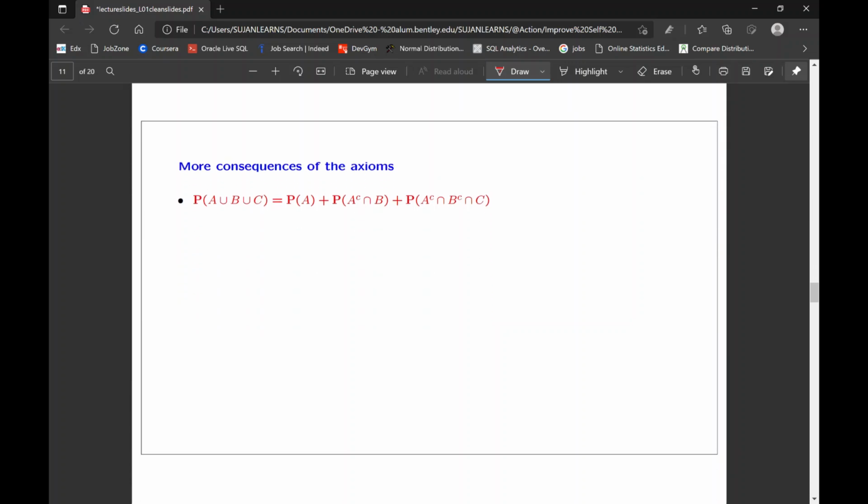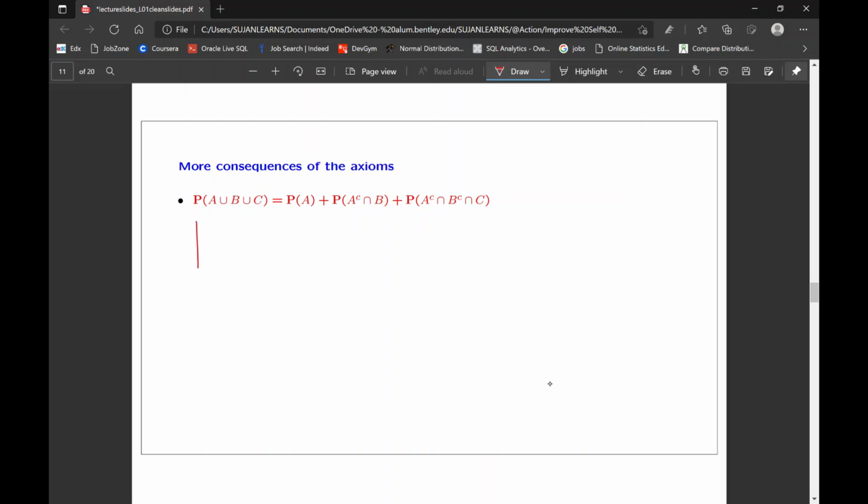which says that probability of A union B union C is equal to probability of A plus probability of A complement intersection B and probability of C intersection A complement and B complement, given that A, B and C are not necessarily disjoint. So how do we prove this?